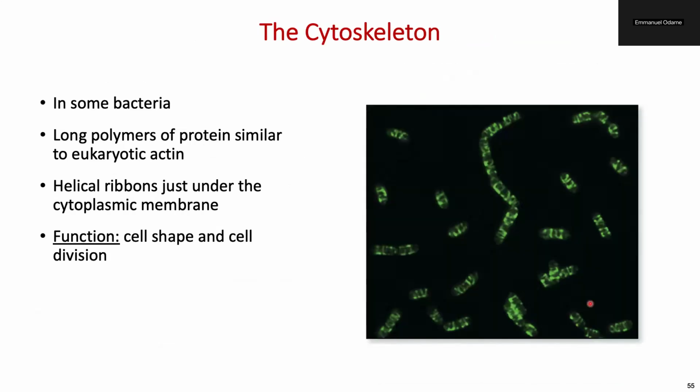Then we have the cytoskeleton. In some bacteria, they possess cytoskeleton-like structures, which are long polymers of proteins, and it's similar to the actin cytoskeleton in eukaryotes. As you can see, the main function is to help in cell shape and cell division.